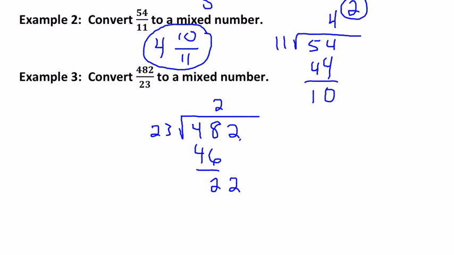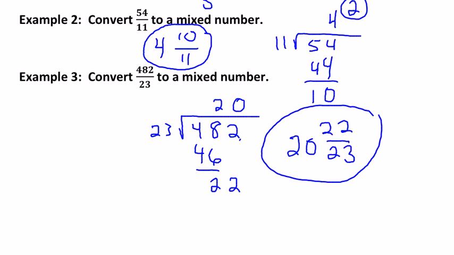Bring down the 2. 23 does not go into 22, and so that means I get 20 remainder 22, and so it's just 20 and 22 over 23. And that's your answer when you convert 482 over 23 into a mixed number.